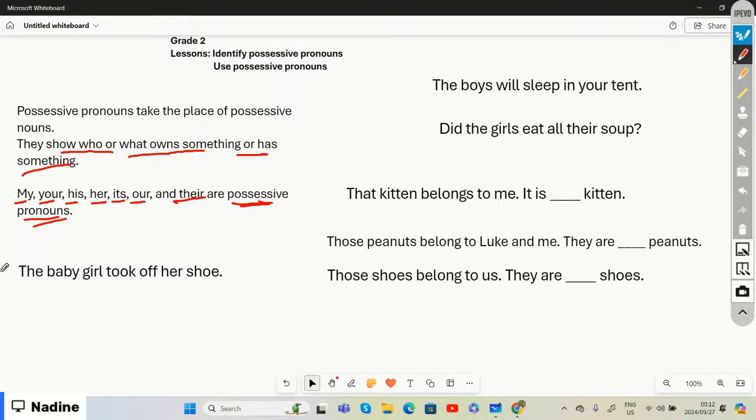And if we look at this example, we're going to select the possessive pronoun within that sentence. It says, the baby girl took off her shoes. What do you think the possessive pronoun is within that sentence? It says, the baby girl took off her shoes. What is the possessive pronoun within that sentence?